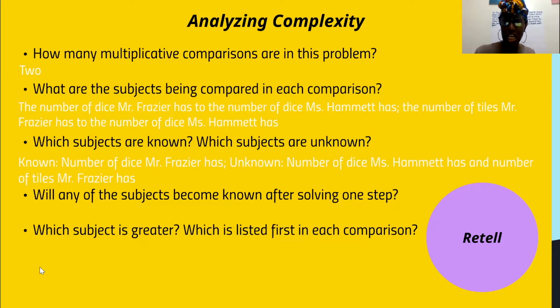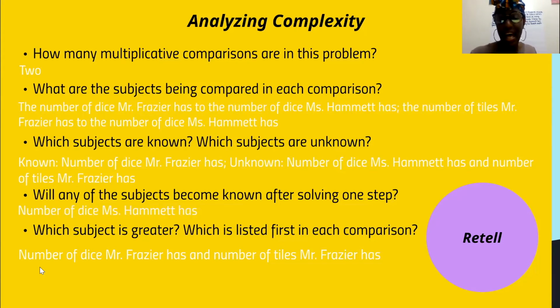And so will any of the subjects become known after solving just that first step? Okay. So yes, the number of dice that Miss Hammett has will become known. And then which subject is greater? Which is listed first in each comparison? I gave you a sneak peek. So we know that the first comparison, the number of dice Mr. Fraser has is greater. And then in the second comparison, the number of tiles Mr. Fraser has is greater. So hold on, take a mental picture of this because now after we finished our analysis, we're going to go into our visualization.